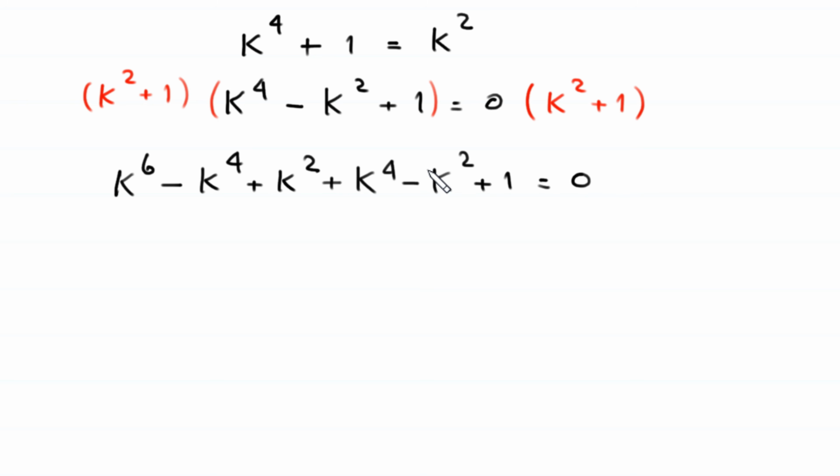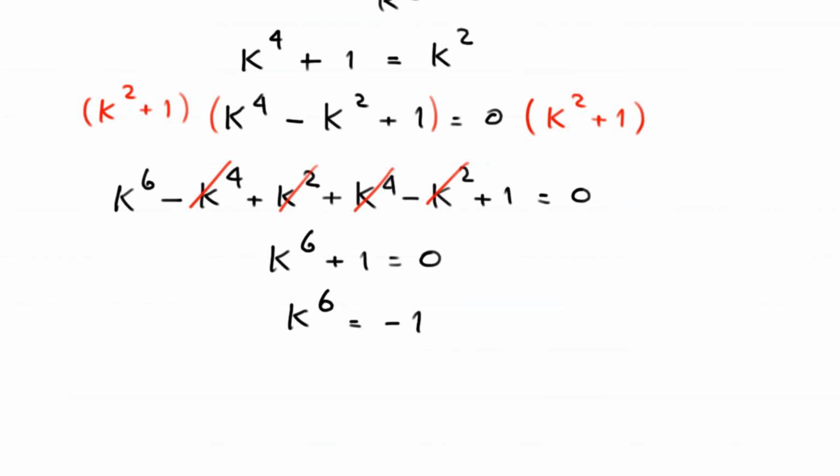This negative k squared will be cancelled out with this positive k squared, and this k to the power 4 will be cancelled out with this negative k to the power 4, and we are left with k to the power 6 plus 1 equal to 0. Move this 1 to the right hand side, and this will become k to the power 6 equal to negative 1.